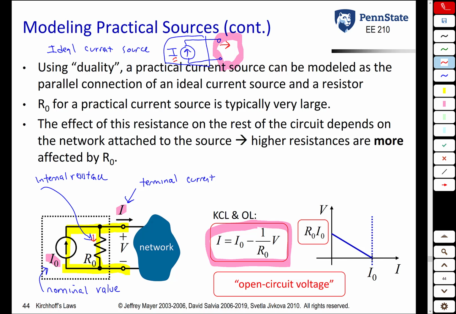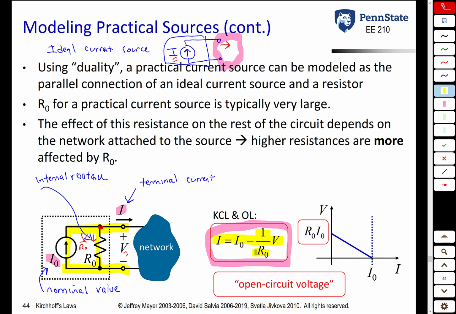Because of this internal resistance R0, there is going to be an internal leakage current. The leakage current is going to depend upon the voltage across the load V. So the current through R0 is going to be V over R0. So doing KCL at this node, we get minus I0 plus V over R0 plus I is equal to 0, or I, the available current, is equal to the nominal current minus this lost current. So this V over R0 is this current that's lost internally to the device.